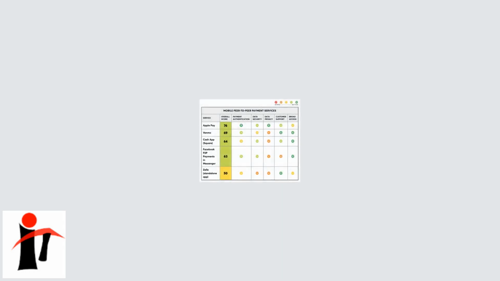Link your bank account or debit card for funding, then pay by scanning a QR code or sending money using the recipient's phone number or email address. Transfers happen instantly or within minutes, making it perfect for splitting bills or gifting. Cash App stands out among mobile payment services for its ease of use and security features, as shown in this comparison table. The second way is direct bank transfers.